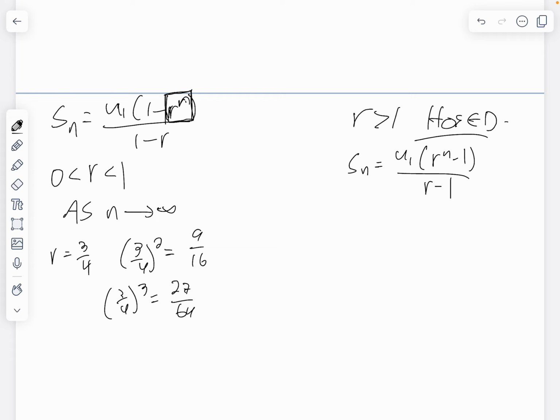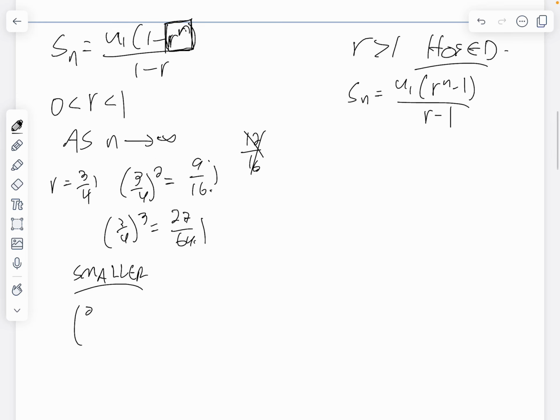If you do these on your calculator, even if you just have an intuition here, this is 0.75. 9/16 is less than 3/4, because 3/4 would be 12/16, and it's not 12/16, it's less. 27/64 is even less than 9/16, because 16 times 4 is 64, and 9 times 4 is 36. So we're getting smaller and smaller and smaller. And if you do 3/4 to a really big number, like the 75th, let's say.